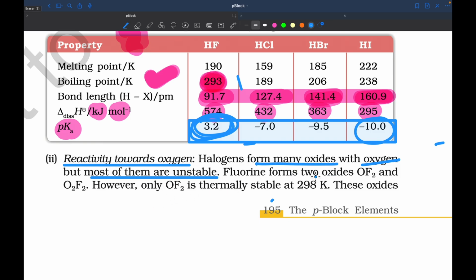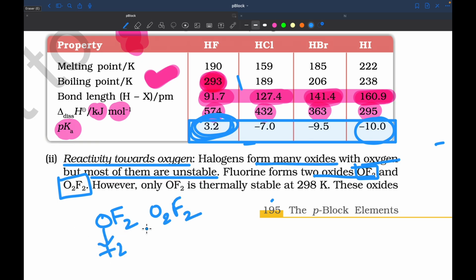Fluorine forms two oxides. One is OF2, another is O2F2. We have already seen them in oxygen, OF2 and O2F2, where oxygen shows a +2 oxidation state here. Here it shows a +1 oxidation state.